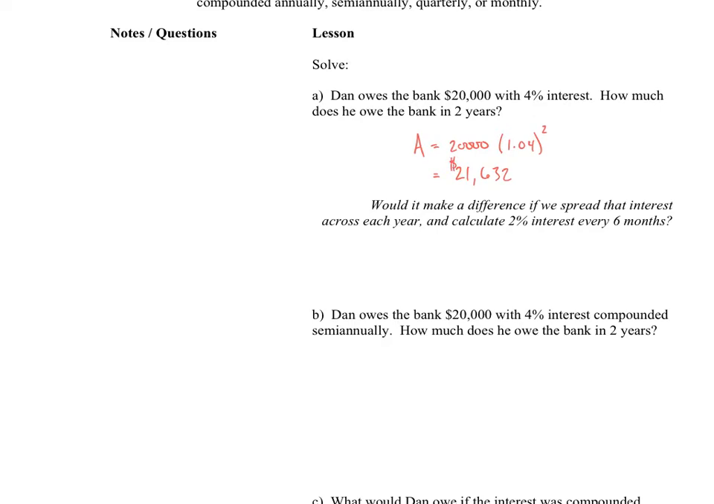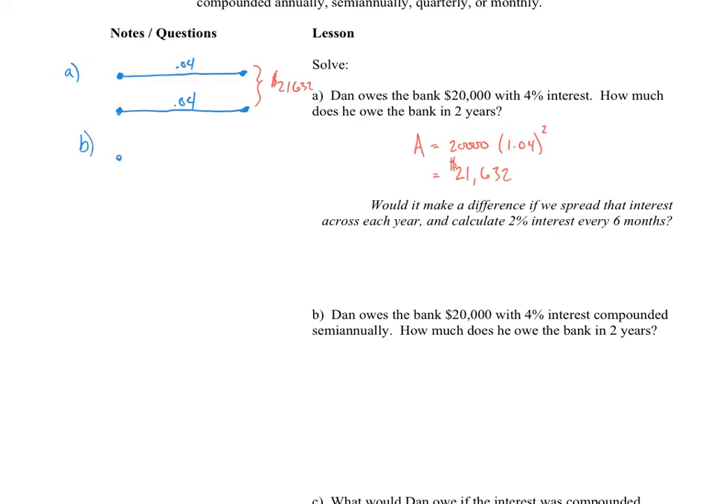So the question is, would it make a difference if we take that 4% interest rate and spread it out across the year? Here's what I mean by that. To start, this is what we did first in problem A. A year goes by, 4% interest gets added, and then another year goes by, this is year 2, and another 4% interest gets added. That was what we just did, and we figured out that after all that happens, he ends up owing $21,632.